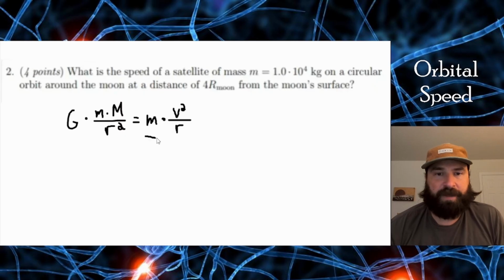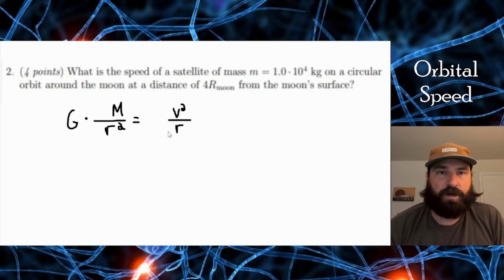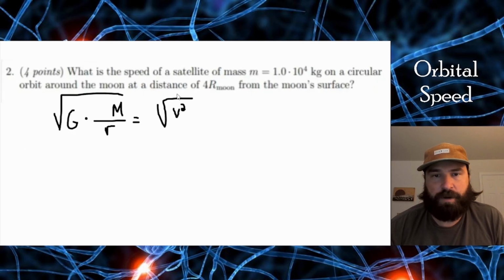So first I can divide both sides by m, because there is a small m on both sides, which is going to be the mass of the satellite in this situation. And that's going to cancel out our m's. Then I can multiply both sides by r to get rid of the r on the right side, and that's going to cancel out the squared from the r on the bottom here. Then if we square root both sides, it's going to cancel out the squared on this side and the square root. And this is going to be our equation for velocity.